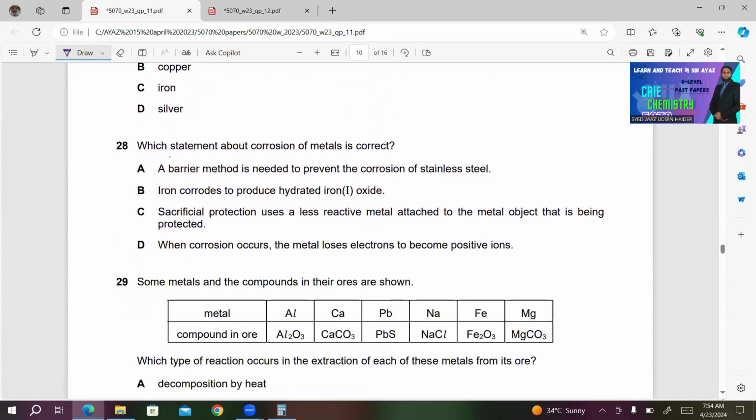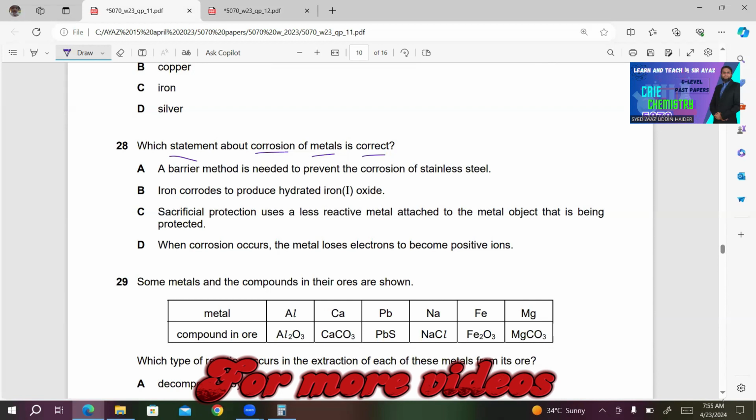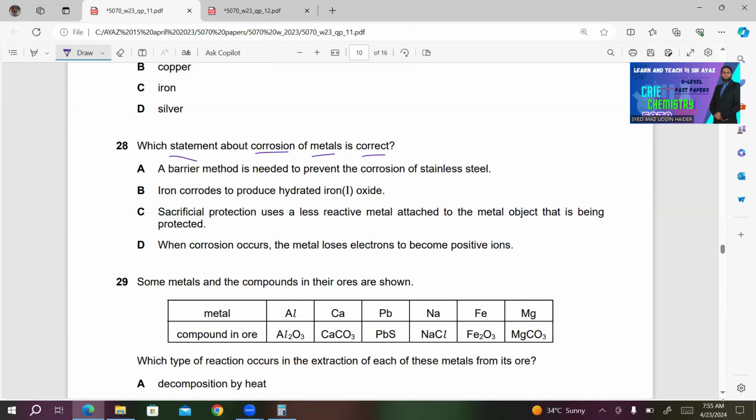28. Which statement about corrosion of metals is correct? A. A barrier method is needed to prevent the corrosion of stainless steel. We can't use this method to prevent the corrosion of stainless steel, because in the barrier method, you have to put a block of a more reactive metal in order to avoid the other metal corroding. So this will not help stainless steel. Stainless steel is an alloy.